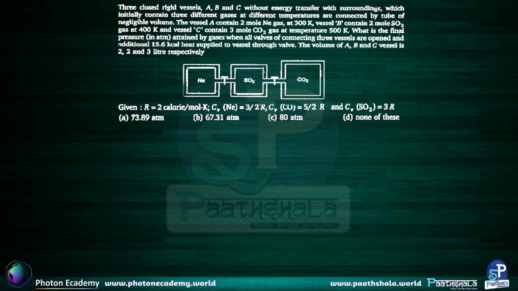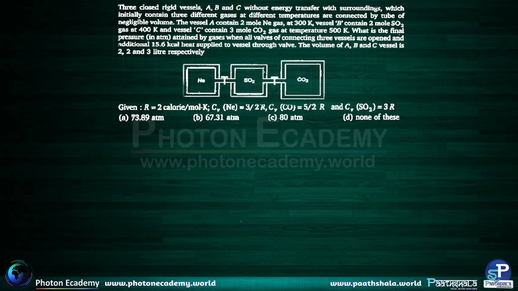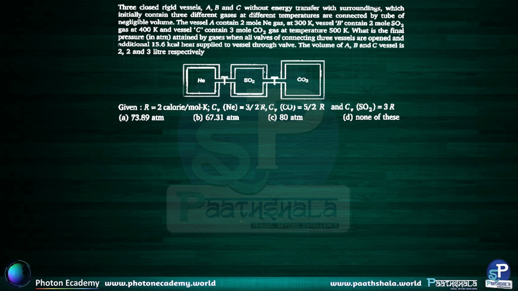What is the final pressure in atm attained by the gases when all valves connecting the three vessels are opened and an additional 15.6 kilocalories of heat is supplied to the vessels through the valve? The volumes of A, B, and C are 2, 2, and 3 liters respectively. The value of R has been given as 2 calories per mole Kelvin.